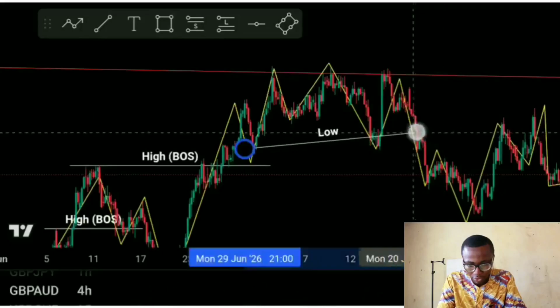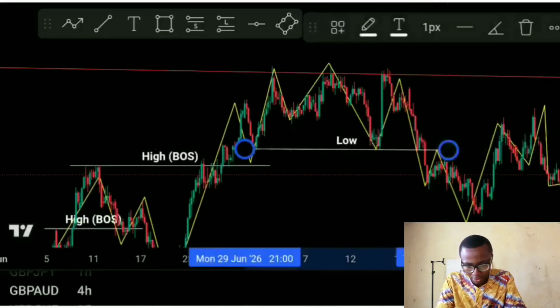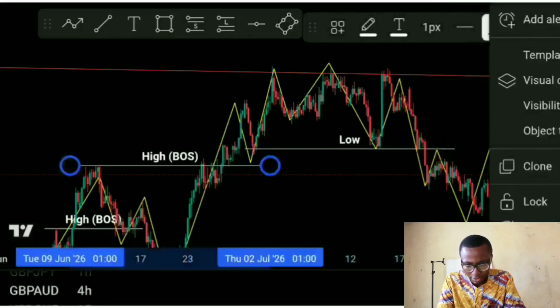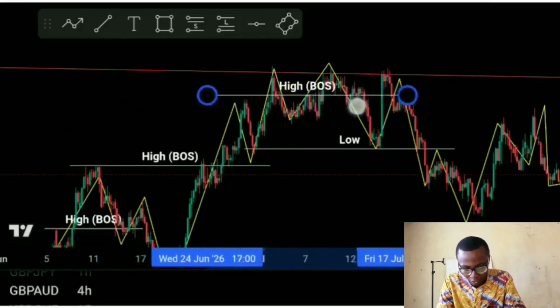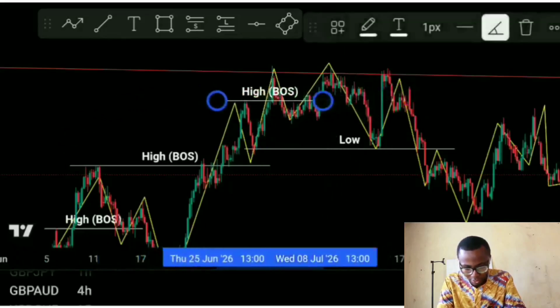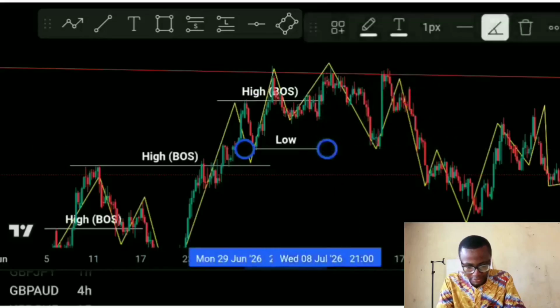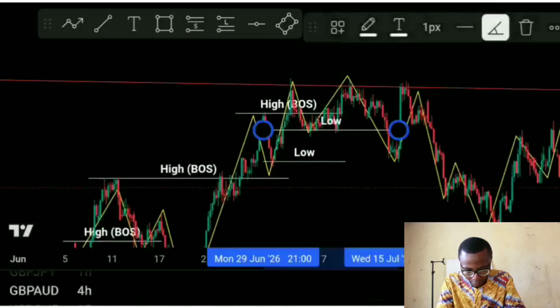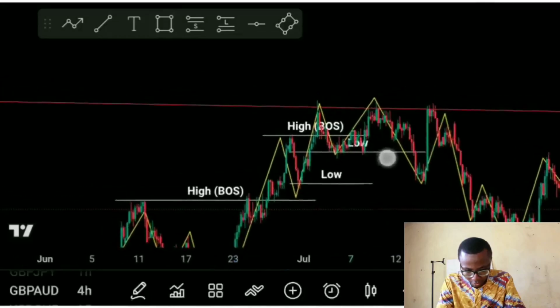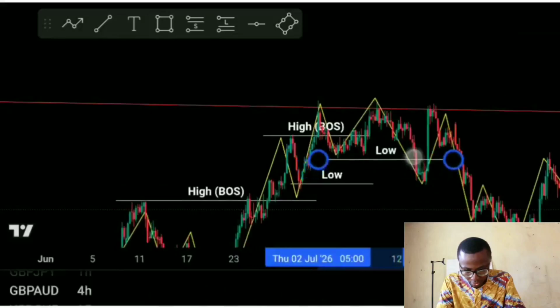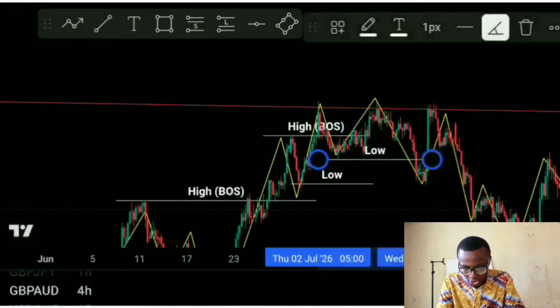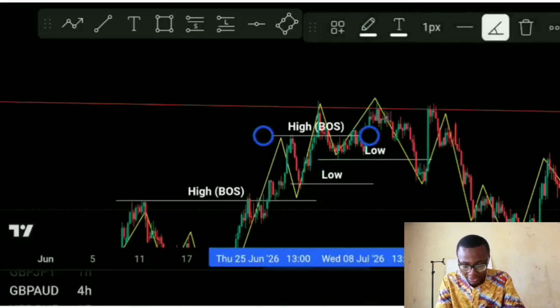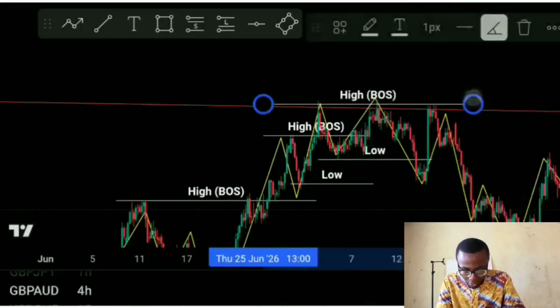Now this is a break of structure here. Break of structure happened here. Look at this high was broken here. Break of structure. This low has not been broken yet. It will still be broken, but not now. Look at this low now. It is this low that was broken. That is change of character. So I'm expecting my change of character to happen where? In the resistance zone or in the support zone.